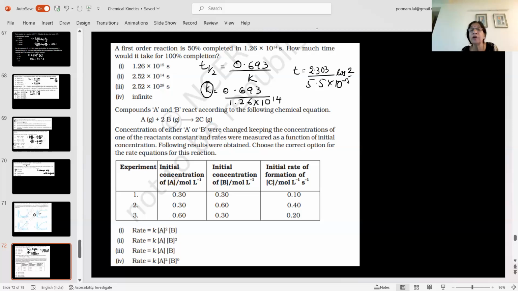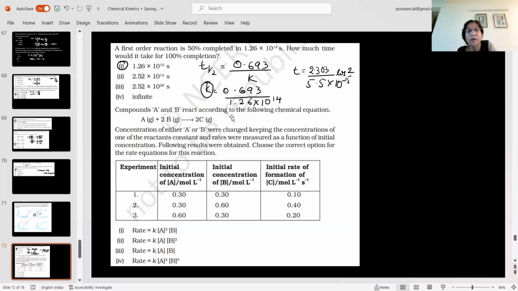1.26 into 10 raised to minus 15. This is the answer. Yes, ma'am. Okay, you have to do the calculations and then see. Okay, and these are all CBSE questions only. Now look at the next question.